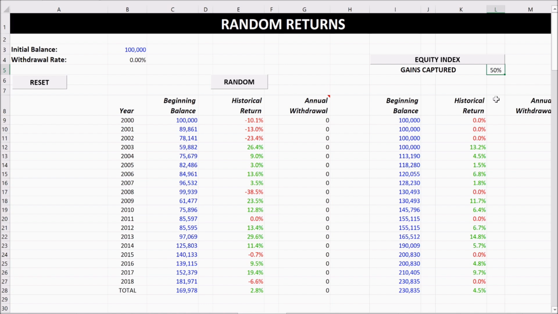But as you can see, if you are willing to invest for the long term, you can use a conservative account and still have a pretty decent rate of return over the long run.